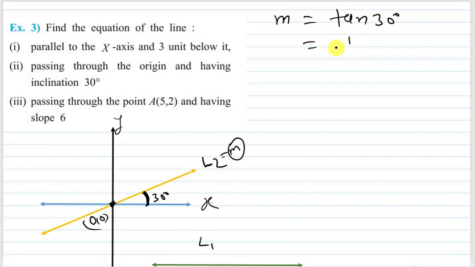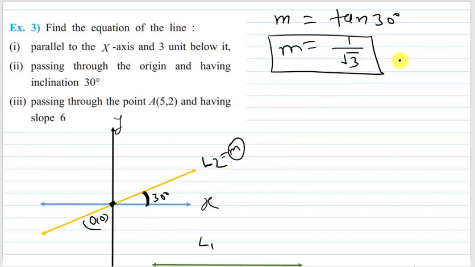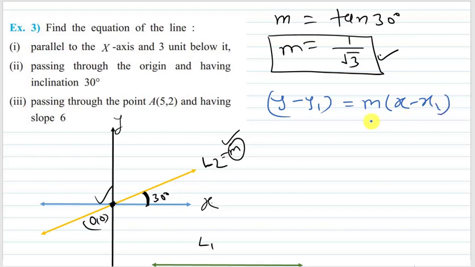What is the value of tan 30? It is 1 by √3. Now I get the value of slope of line 2. As I know the slope of line 2 and one point through which the line 2 is passing, I can easily apply equation of the line in slope point form. What was the formula for the line in slope point form? It was y minus y1 equals to m in bracket x minus x1. So put the respective values. The point through which the line is passing is x1, y1, and the slope is m.